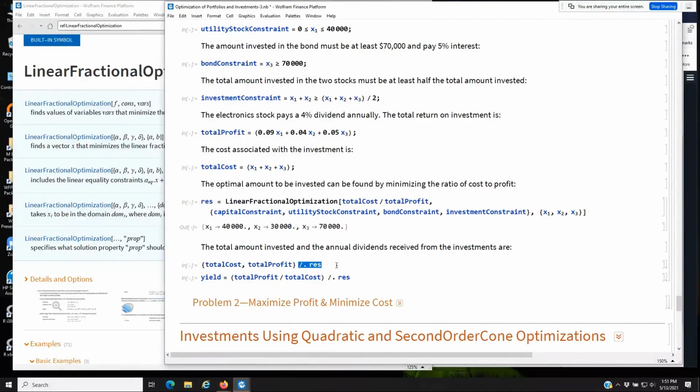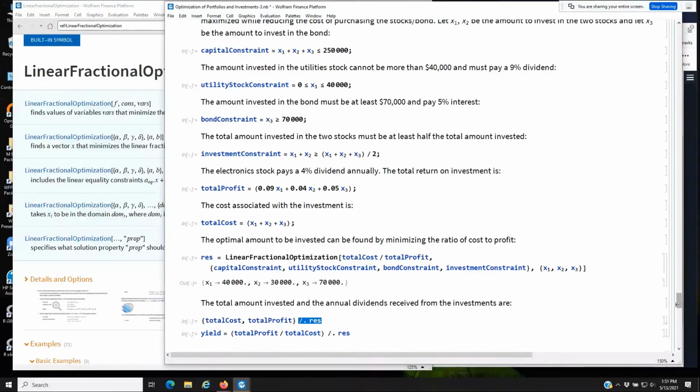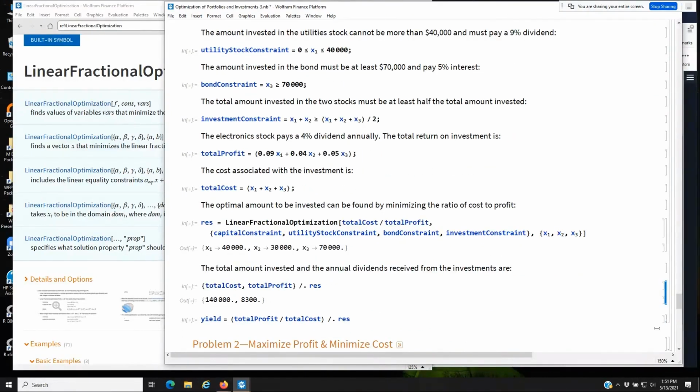So now I can substitute that in to find out what the total cost and benefit are, because remember, the total cost and the total profit are all functions of the xi. And what is the yield? Well, I'm going to substitute the result into the ratio of the profit to the cost.